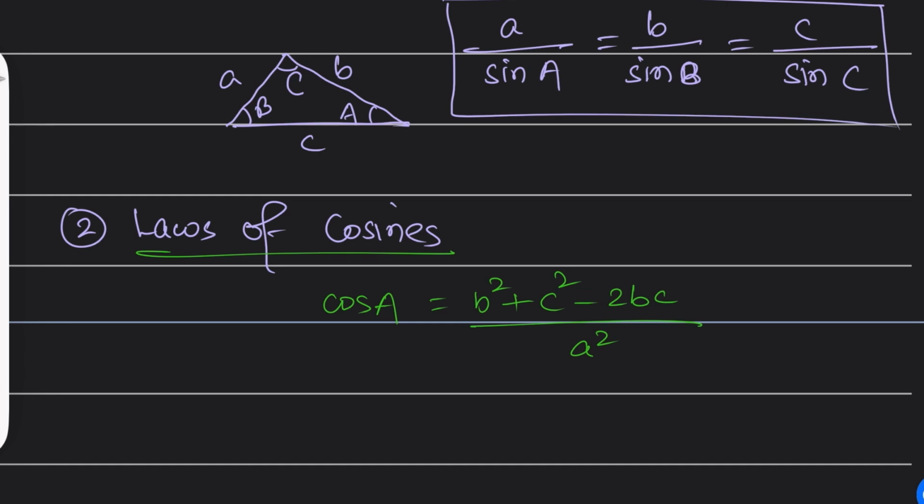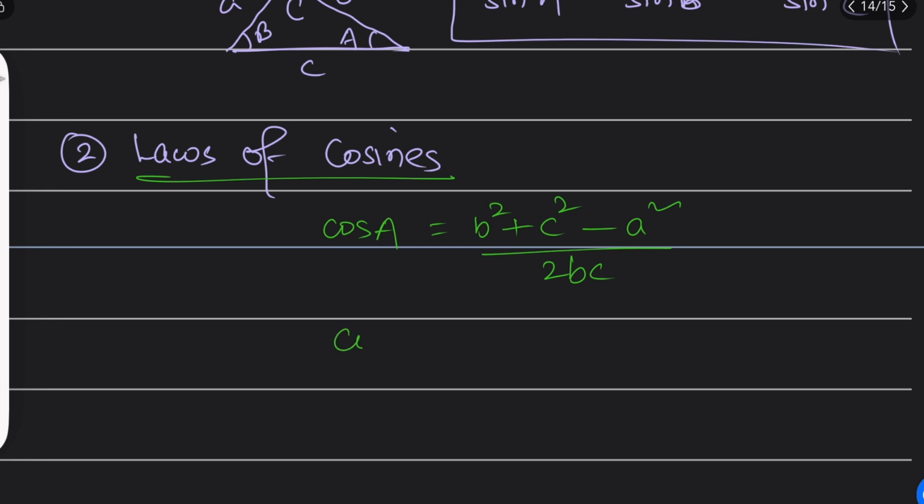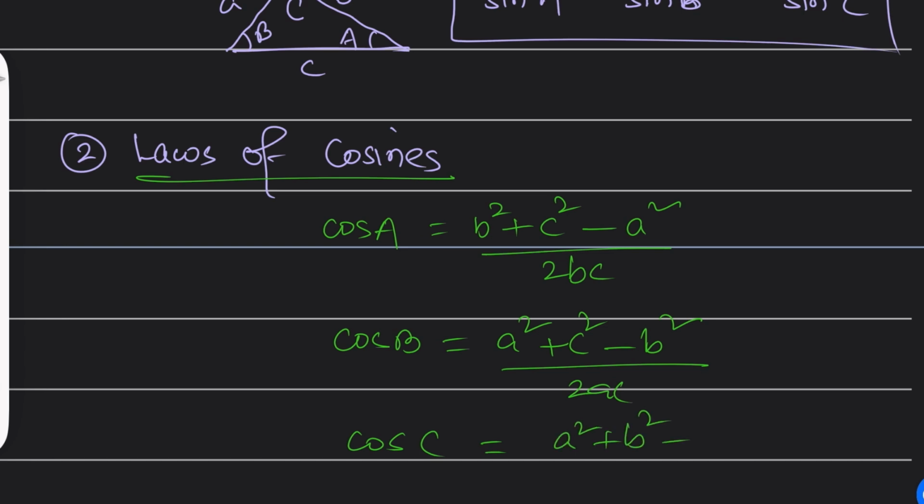Wait a second, here I am making a mistake. It is b square plus c square minus a square upon 2bc, sir. This is the expression you should remember, sir. Next is cos B. Cos B is equal to a square plus c square minus b square upon 2ac. Similarly, cos C will be equal to what, sir? a square plus b square minus c square upon 2ab.